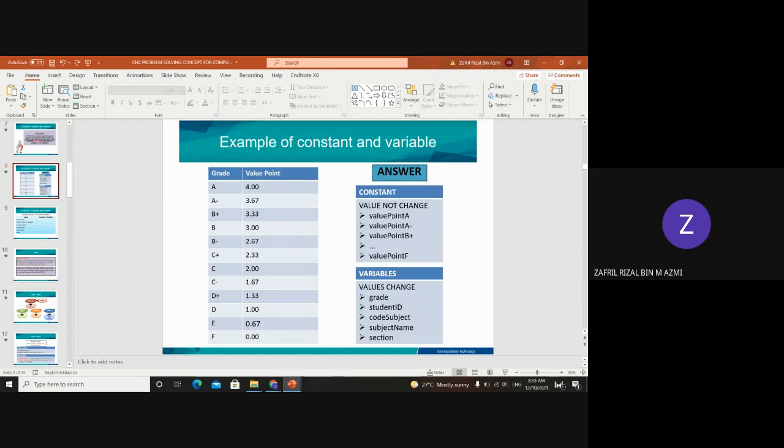Okay, as you can see over here, constant value point A. Any idea why value point A can be a constant?